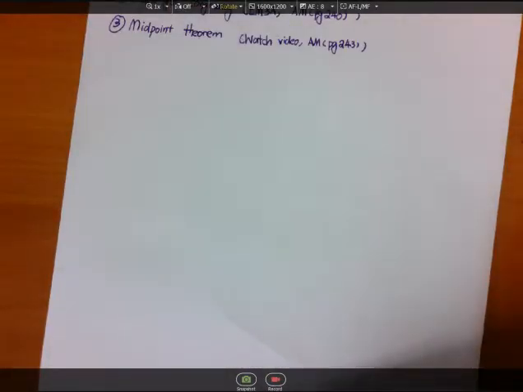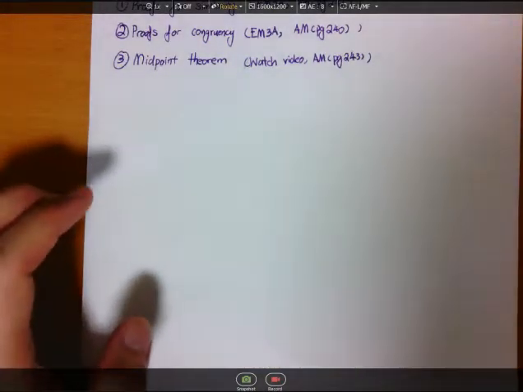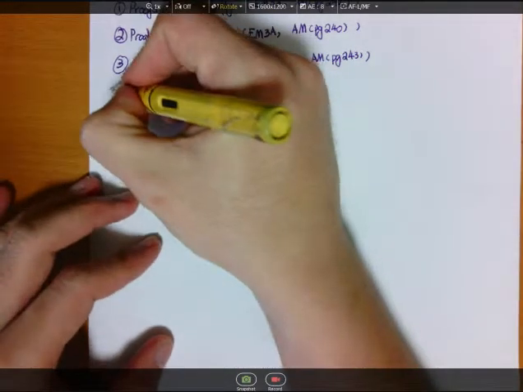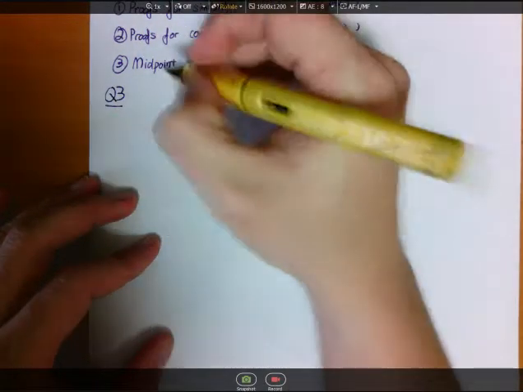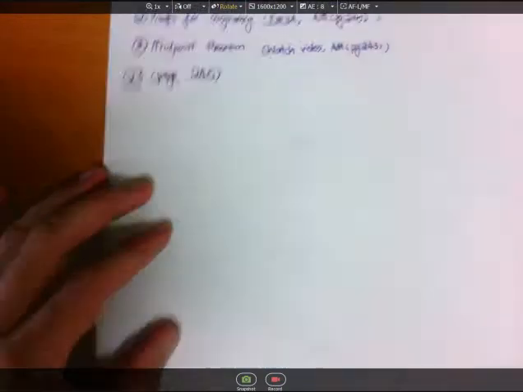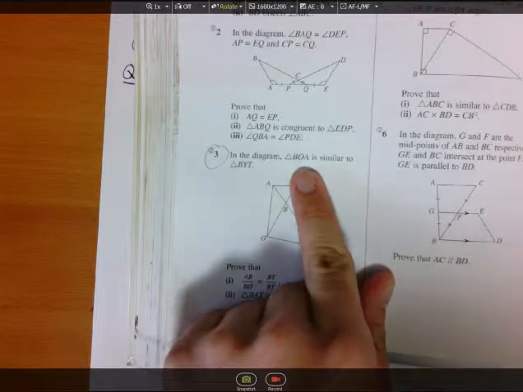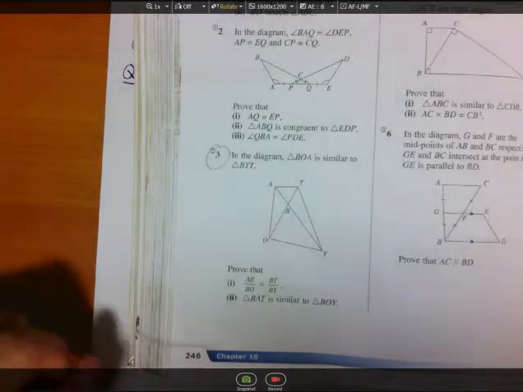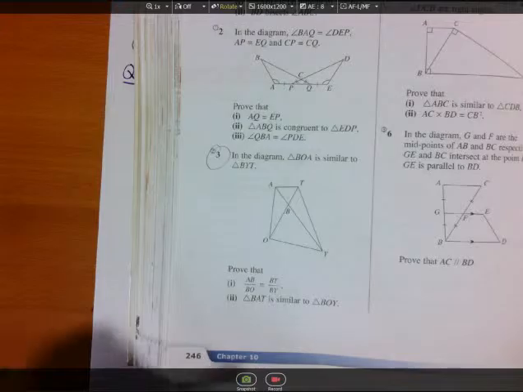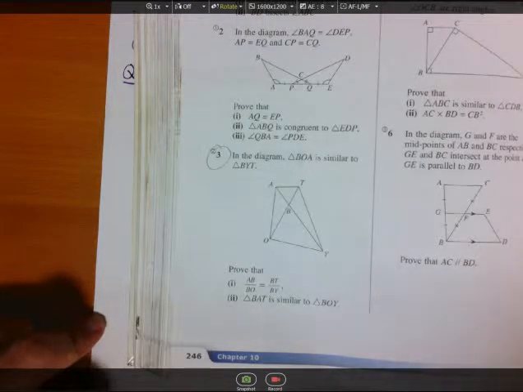And now I'm just going to dive into the exercises, which is exercise 10.1. I will first start with question 3, and this is found on page 245. In the diagram, it is given that triangle BOA is similar to triangle BYT. First, prove that AB over BO equals BT over BY. And second, prove that triangle BAT is similar to triangle BOY.